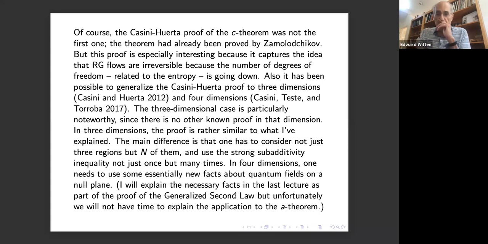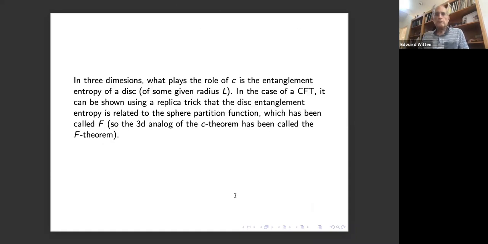In 4 dimensions, one needs to use some essentially new facts. I will explain the necessary facts on Thursday, but unfortunately, we won't have time to go back and explain the application to the A theorem. In 3 dimensions, what plays the role of C is the entanglement entropy of a disk of some given radius L. In the case of a CFT, you can show using the replica trick that the disk entanglement entropy is related to the sphere partition function, which has been called F. So the 3D analog of the C theorem has been called the F theorem.